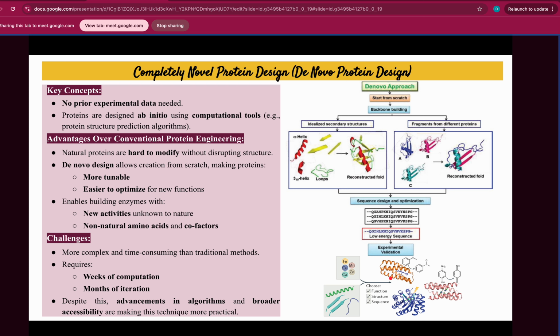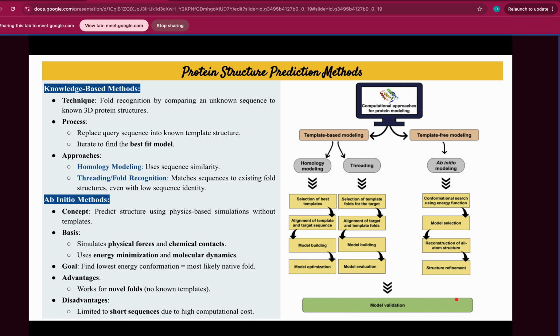So with de novo, you can decide what function you want to see, what structure you want to see, and what sequence you want to see in your protein. These are different choices which you can make while designing proteins using de novo methods.